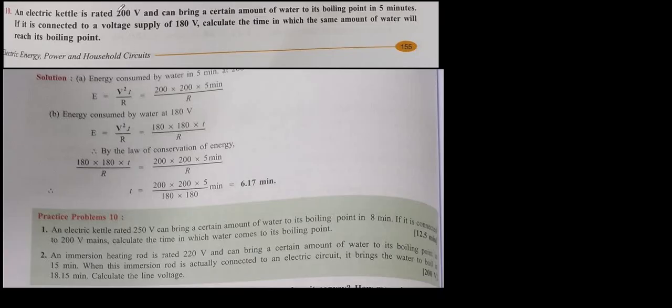Sum number 10: an electric kettle is rated at 200 volts and can bring a certain amount of water to boiling point in 5 minutes. So you got the PD, right? And within 5 minutes it is going to be at boiling point. If it is connected to a voltage supply of 180 volts, calculate the time at which the same amount of water will reach the boiling point. So it is a comparison between 200 volts and 180 volts.